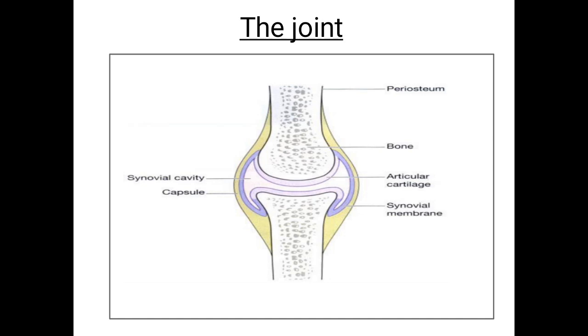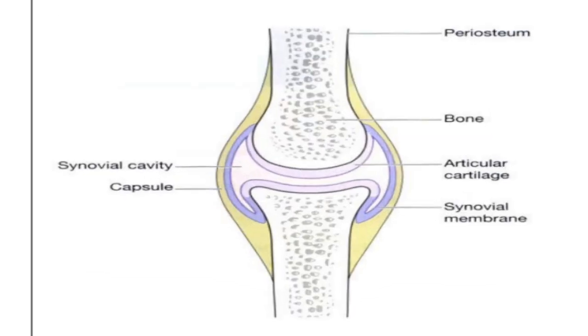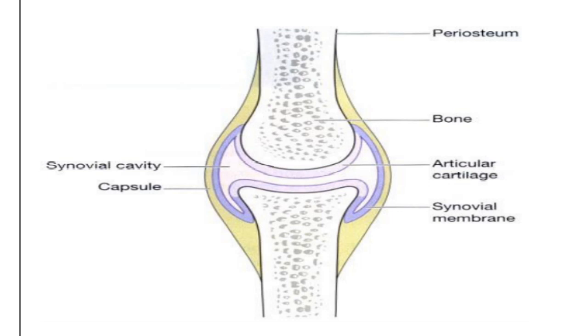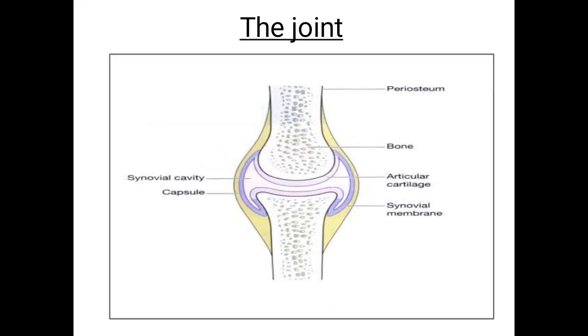So this is our joint. Parts of a joint that you should include when you're drawing a joint: you need to include the periosteum, the bone, the articular cartilage, and the synovial membrane. The synovial membrane is the blue part that you see just right outside there.